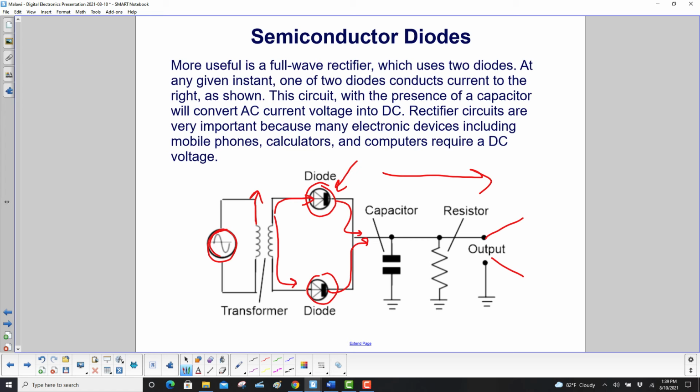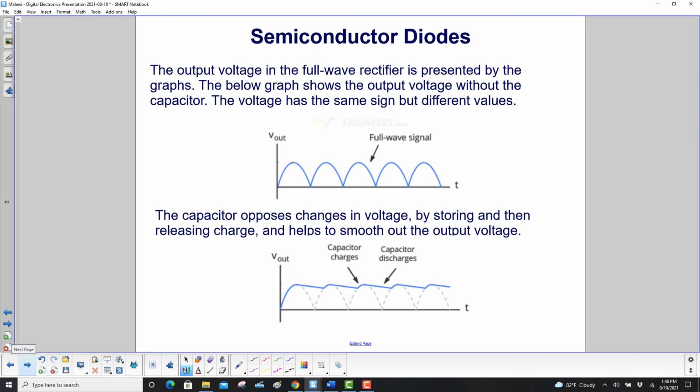Rectifier circuits are very important because many electronic devices, including mobile phones, calculators, and computers, require a DC voltage. The output voltage in the full-wave rectifier is presented by the graphs. This graph here shows the output voltage without the capacitor. The voltage has the same sign, but different values. This isn't really a very practical signal to be used, however.